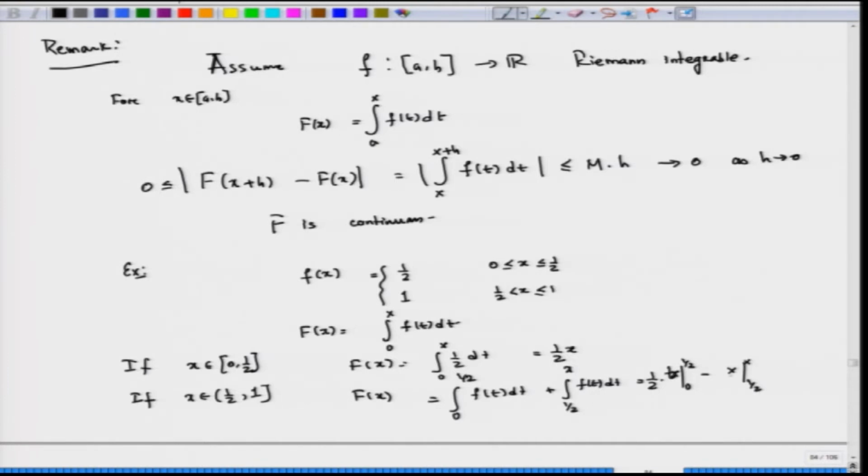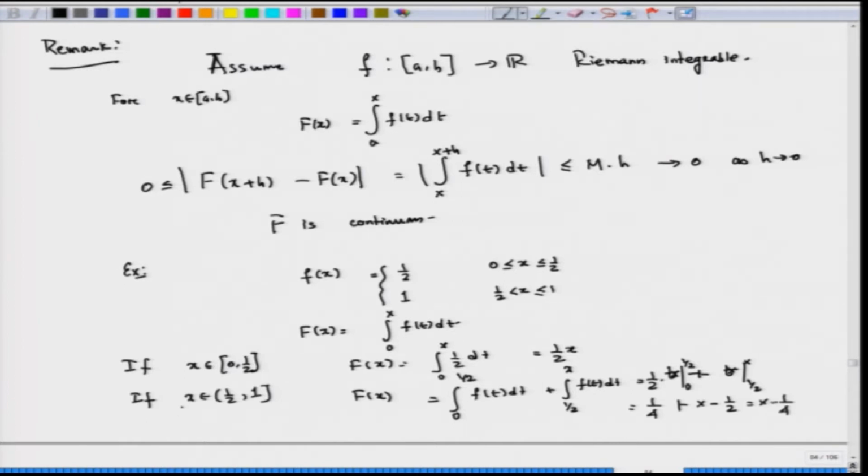So, this is t from half to x. So, this is equal to 1 by 4 plus, oh I am sorry, here it is plus x minus half, which is equal to x minus 1 by 4. Now, you can see that this capital F is a continuous function.